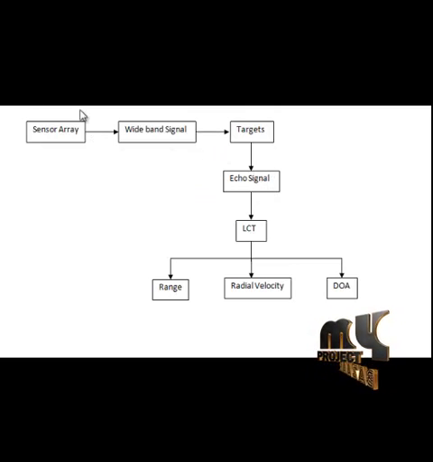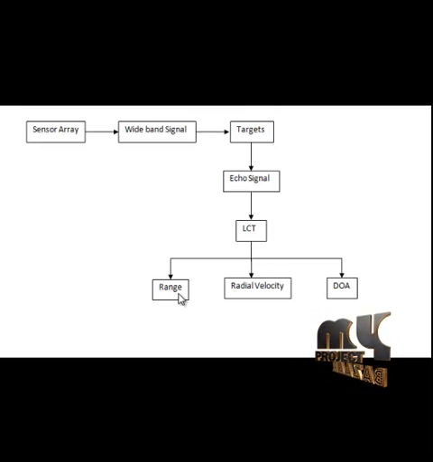Now the echo signal is received by the sensor array. Actually, we are generating this echo signal by just adding some noise to the main sequence. We are not using a real sensor array. Then we are estimating the range, radial velocity and the DOA of the targets which are present in the particular region. So for estimation of range, we are using LCT, linear cosine transform.